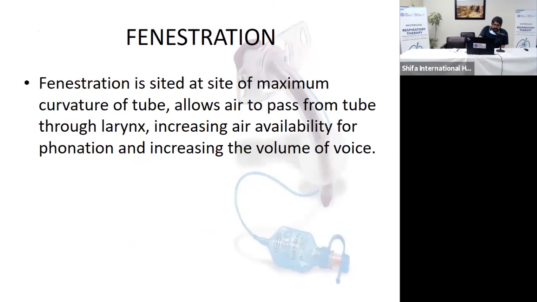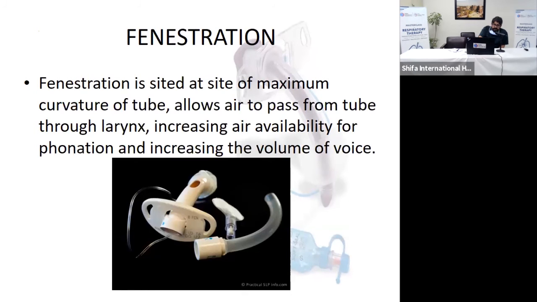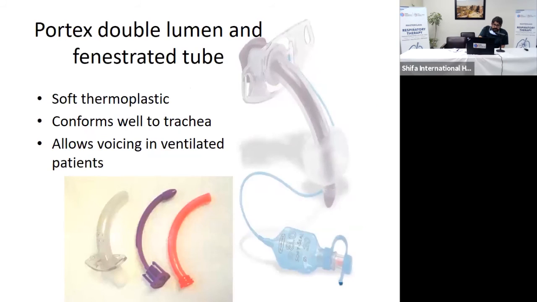Then we have fenestration in the tube as well. It allows us to pass the air through your normal oral cavity, and patients are able to phonate. So these are the tubes we use over here. They're soft thermoplastic, they conform to the trachea, they allow voicing, they are fenestrated, and we are able to ventilate through them as well. So if you're using a fenestrated tube, it comes with an inner which doesn't have a fenestration. So we can put the inner without the fenestration for ventilation, and after that we can change it to the inner which has the fenestration.